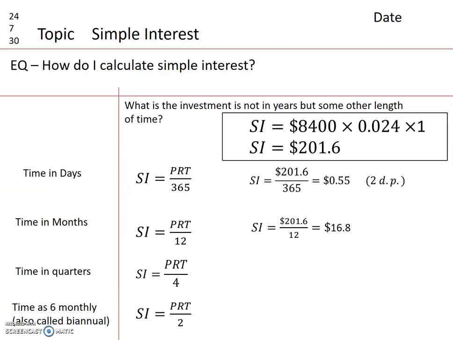For time in months, we divide it by 12 and we get $16.80. Time in quarters would be 201.6 divided by 4, and we get $50.40. And then time as 6 monthly is divided by 2 and we get $100.80.